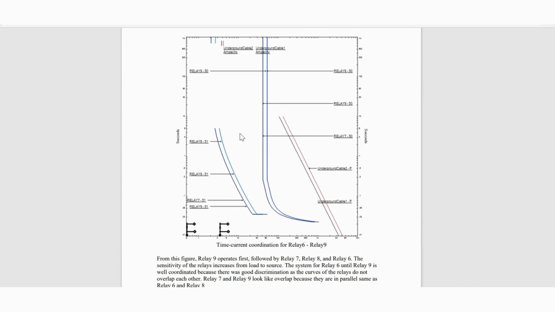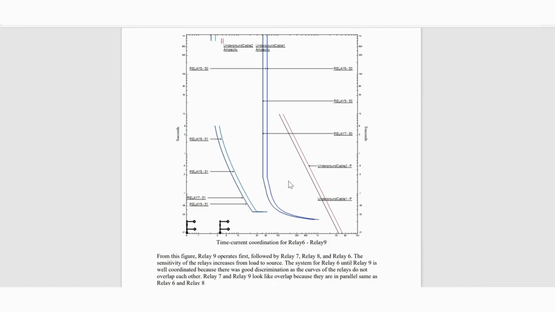The system for relay 6 until relay 9 is well coordinated because there was a good discrimination as the curves of the relays do not overlap with each other. Relay 7 and relay 8, and relay 7 and relay 9 look like they overlap because they are in parallel, same as relay 6 and relay 8.